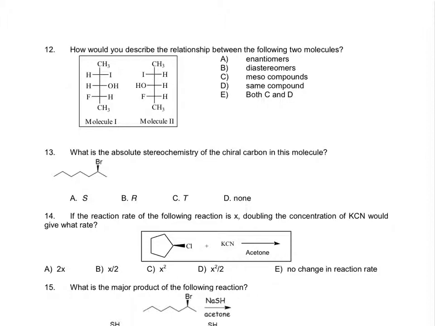Number 12, how would you describe the relationship between the following 2 molecules? These are Fischer projections. And you can look at these probably at the end of chapter 5. I'm not going to go through how to analyze them right now, but what's important to look at is that they appear to almost be mirror images of each other if we put a mirror right there. However, the fluorine and the hydrogen are the same down in that bottom carbon, where everything else is a mirror image, and so that would give us diastereomers.